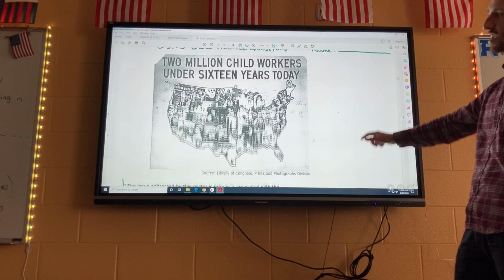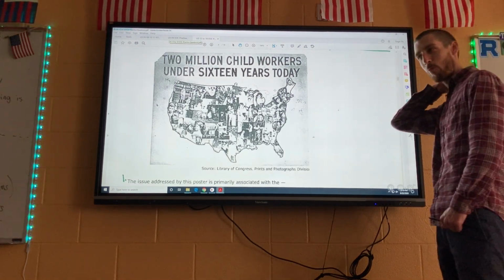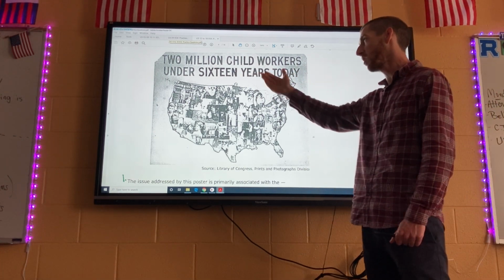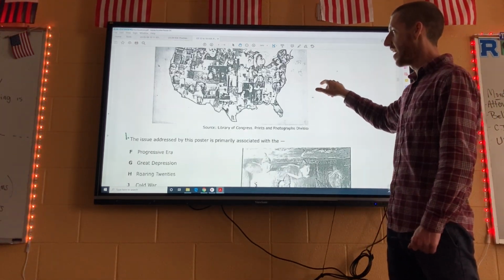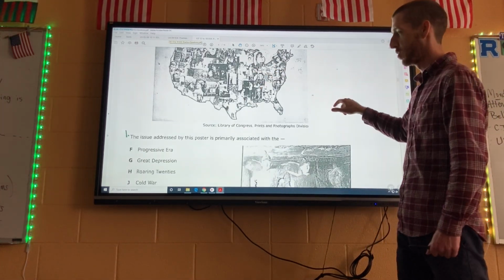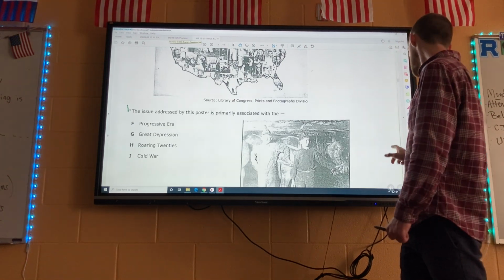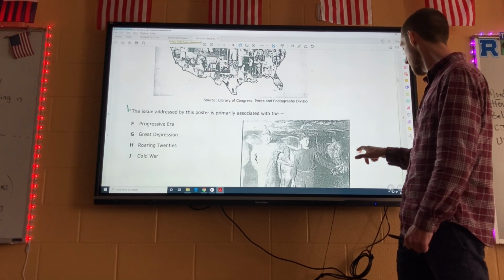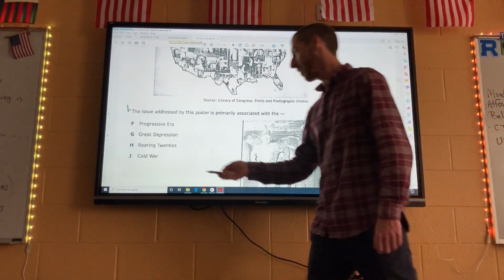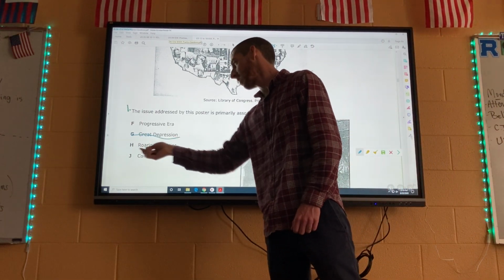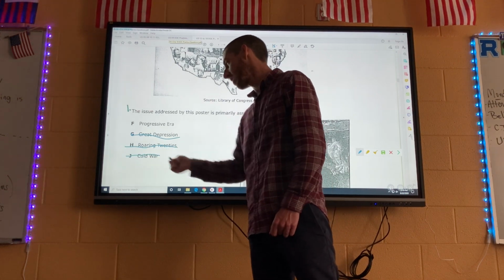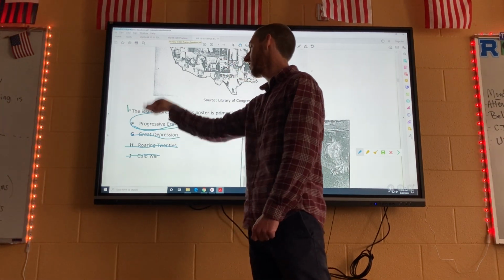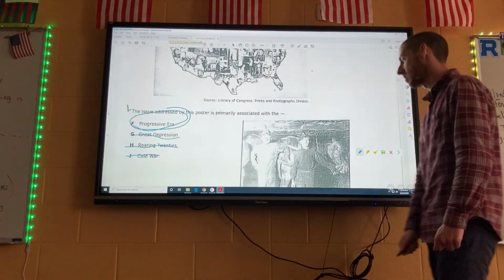This is from US 13. US 13 was the standard about women and children laborers. So it says 2 million child workers under 16 years today. And this is an old picture, an old poster. So it says the issue addressed by this poster is primarily associated with, and I'll tell you, we have not yet talked about this, we have not yet talked about that. However, if you pay any remote attention at all, number one is going to be F, the progressive era.